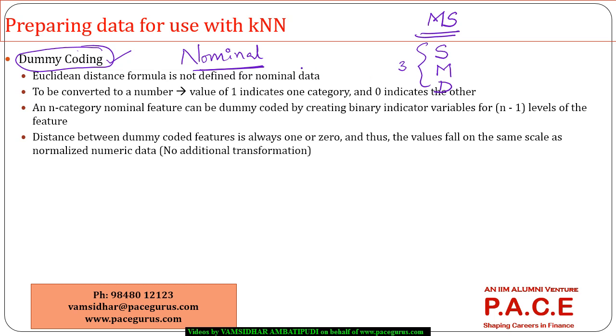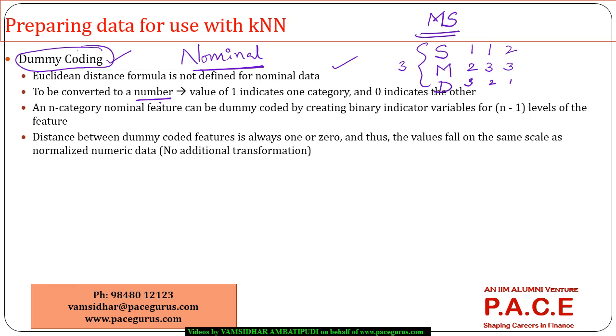Now if I want to compute the Euclidean distance, it's not defined. Probably I may say this is 1, this is 2, this is 3. Someone else may assign the numbers differently. So computations will be different for each one of them. So I can't directly use the Euclidean distance formula for nominal data.